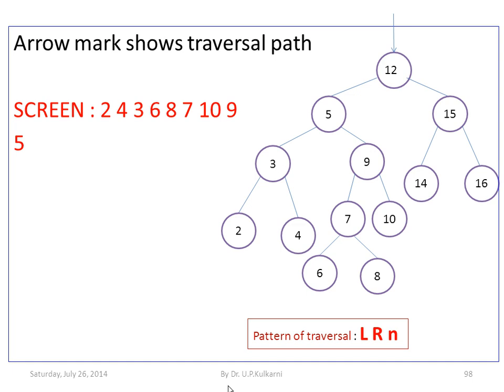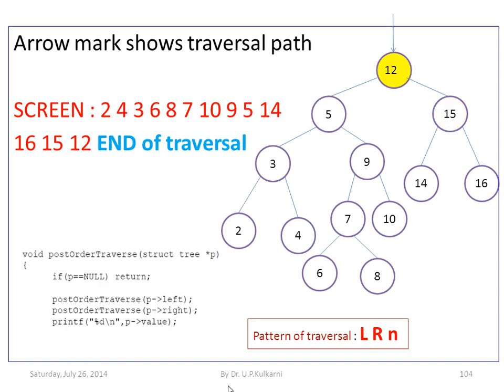L for the root node 12 is done, so we go to R, right side. L, R, N is over, print the value 14. L is over for the node 15, now go to right. L, R, N for this is over because it's empty, print 16. Go back, print 15, go back, print 12. This is the end of the traversal.